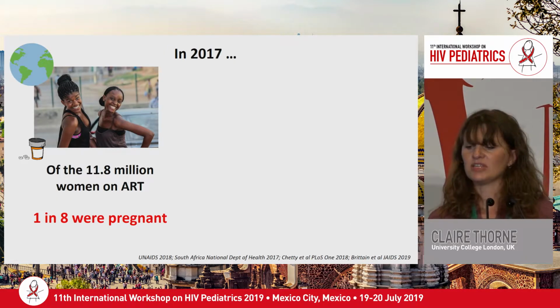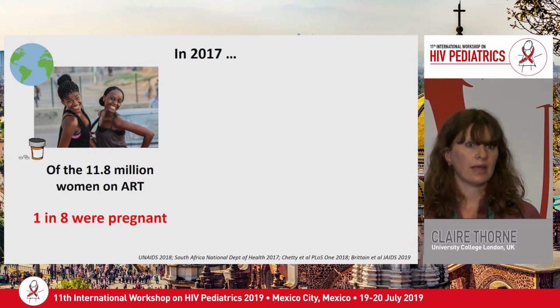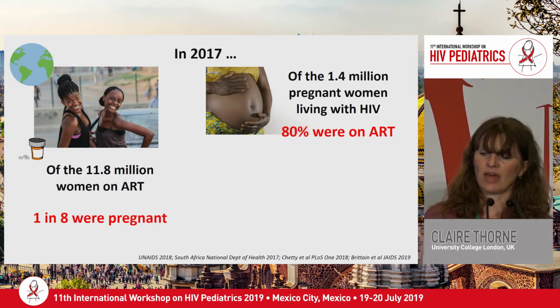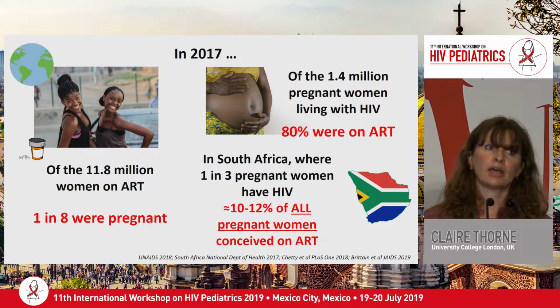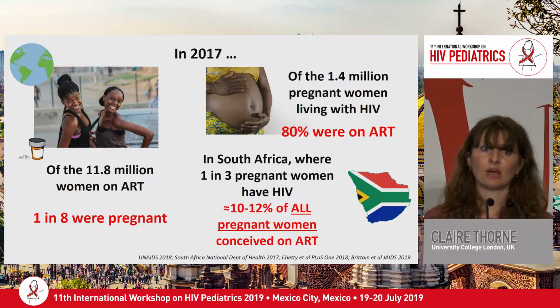So in 2017, of the 11.8 million women on ART, 1 in 8 were pregnant. Of the 1.4 million pregnant women living with HIV, 80% were on ART. And if we turn to high burden settings such as South Africa, where 1 in 3 pregnant women have HIV, then around 10 to 12% of all pregnant women conceived on ART. So this really underscores the public health importance of understanding the safety of periconception exposure to these drugs.